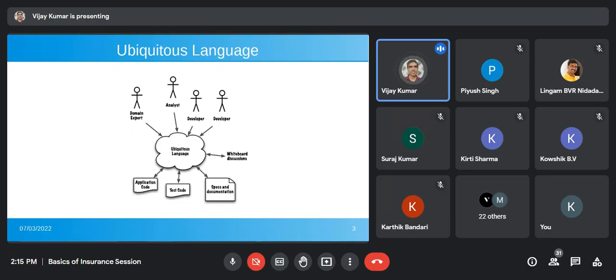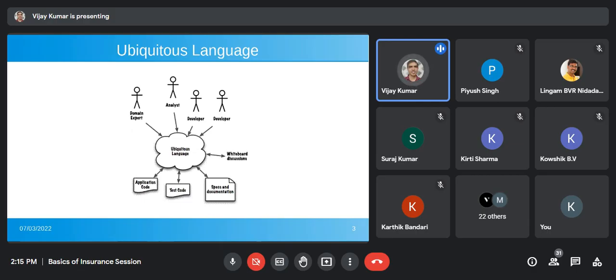Any questions on ubiquitous language or domain-driven design? Why it is necessary for us to understand this, right, when we are working in the insurance industry? Any questions till now? Okay, not then. I'll take an example now.